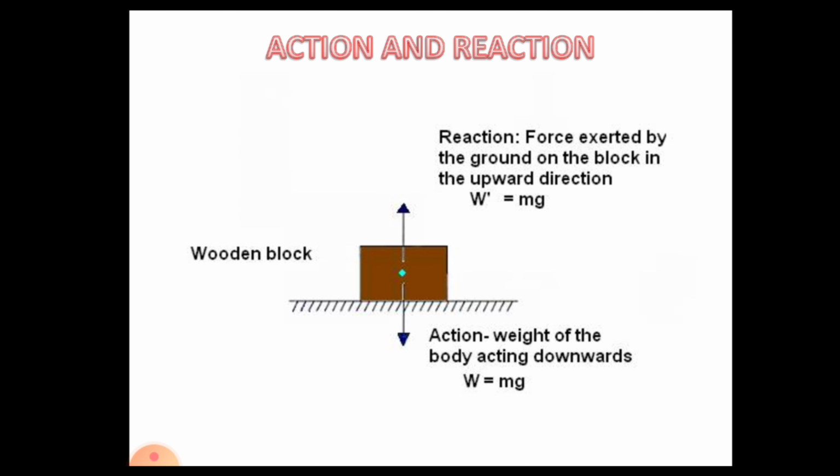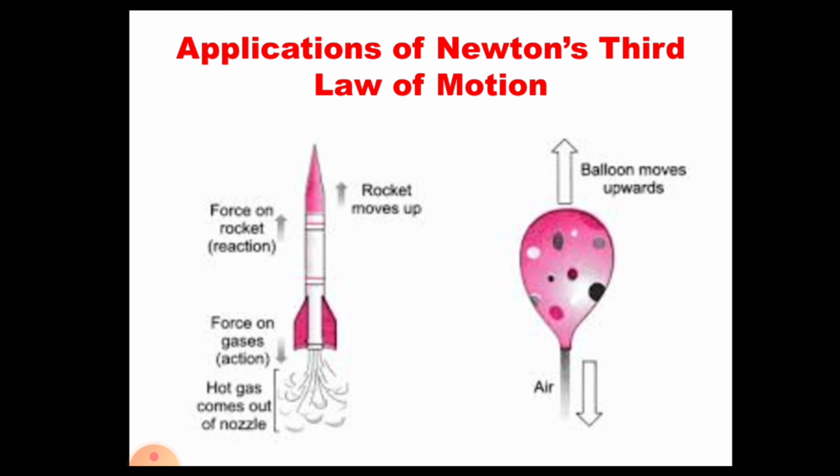So, these forces have equal magnitude, but they act in opposite directions. Understood? It must always be remembered that action and reaction always act on different objects. That is, the third law of motion indicates that when one object exerts a force on another object, the second object instantaneously, that is at the same time, exerts a force back on the first object. Okay? There are a lot of applications of Newton's third law of motion.